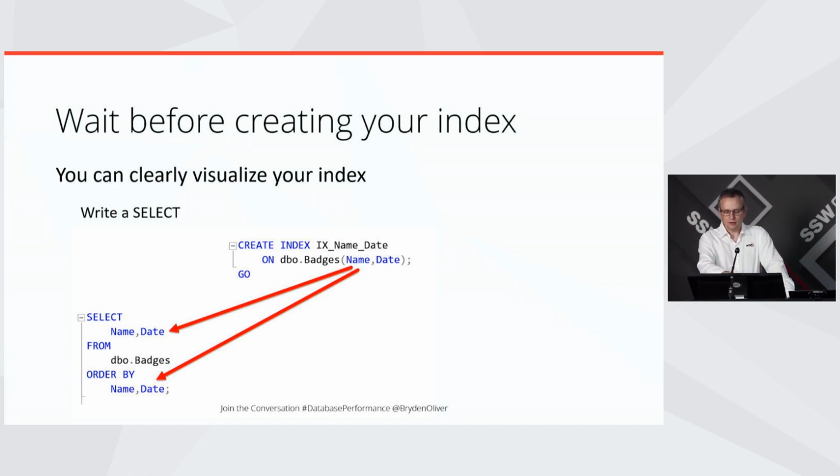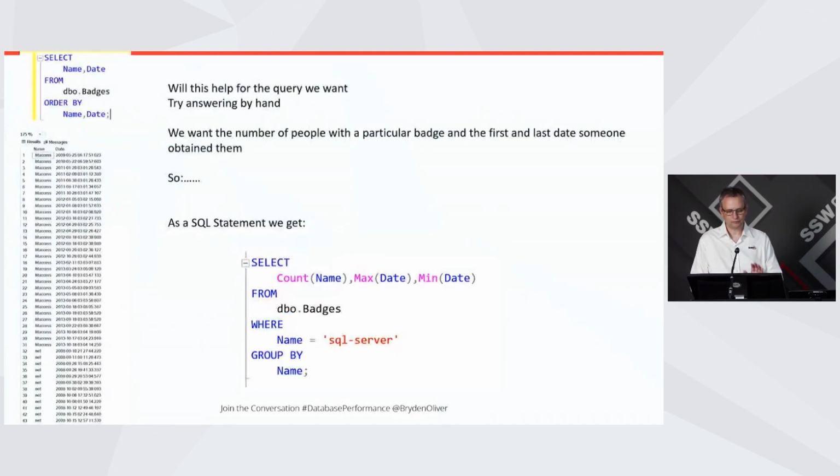So here I'm about to create an index, and its name's going to be ix_name_date, and it's going to be on the badges table, and it's going to have name and date in the query. So if I write select name, date from badges order by name, date, in other words just the two fields repeated, I get back exactly what that index looks like as it's stored in SQL Server. And what you get is something that looks a bit like this. So you can see it's all grouped by name, and then the dates are in order.